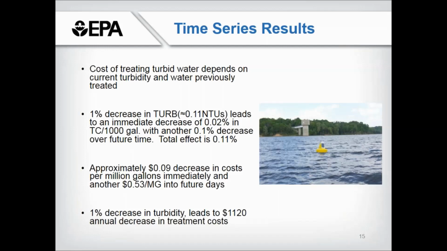It costs the drinking water treatment plant about $2,700 per day on average, or about $994,000 per year for chemical, pumping, and granulated activated carbon costs. So a 1% decrease in turbidity leads to about $1,120 per year decrease in those costs.